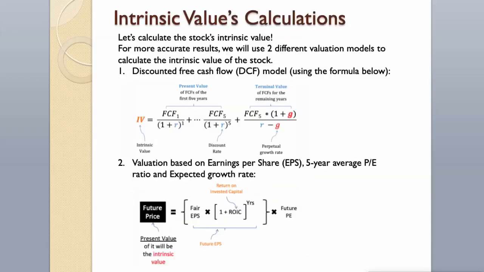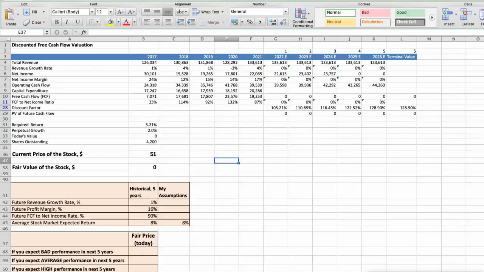Let's calculate the stock's intrinsic value. For more accurate results, we will use two different valuation models to calculate the intrinsic value of the stock. Discounted free cash flow model, using the formula below, then, valuation based on earnings per share, 5-year average P/E ratio and expected growth rate.